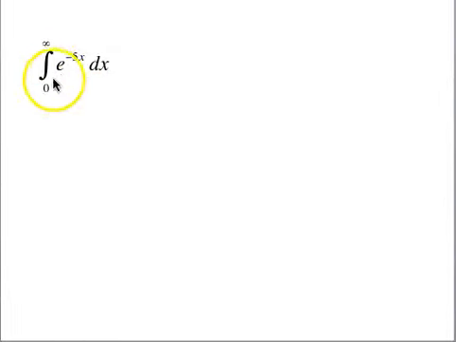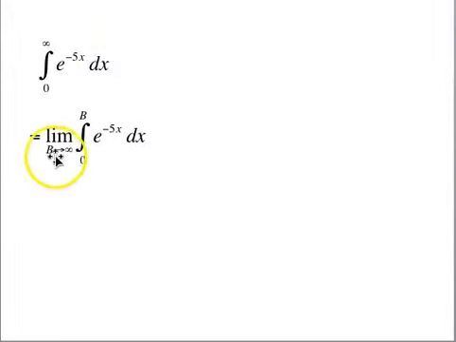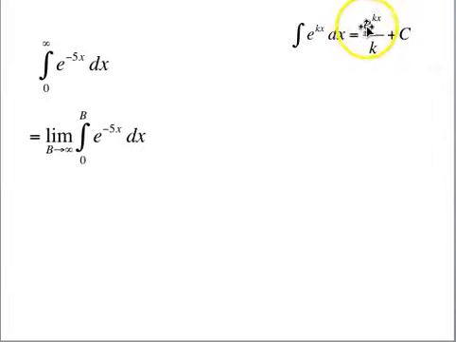Just a quick review on improper integrals. The integral from 0 to infinity of e to the negative 5x dx, we're going to rewrite using a limit: the limit as b goes to infinity of the integral from 0 to b of e to the negative 5x dx. To do this integral, it helps to remember that the integral of e to the kx is just e to the kx over k plus c.